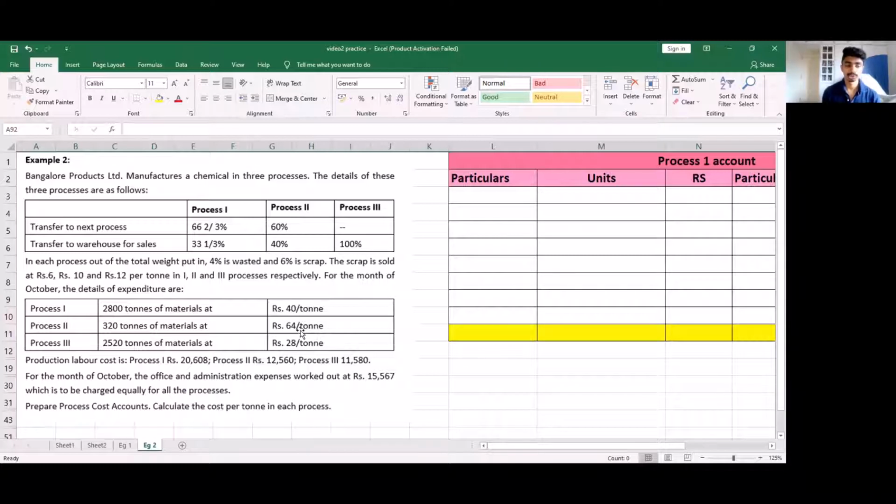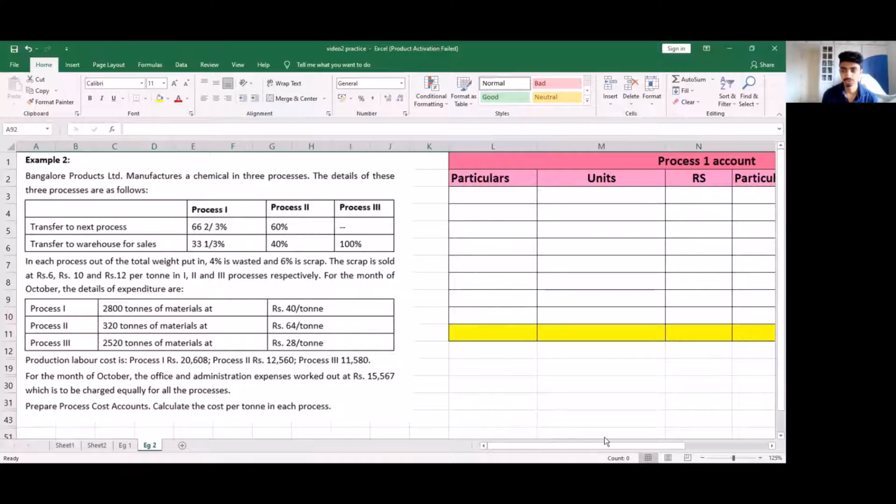For the month of October, the details of expenditure are, so they have given us the material or the input in each process. So production labor cost is process 1, rupees 20,608, process 2, 12,560, and process 3, 11,580. For the month of October, the office and administrative expenses worked out at 15,567, which is to be charged equally for all the 3 processes. Prepare process accounts, calculate the cost per ton in each case. So let's get started with this question.